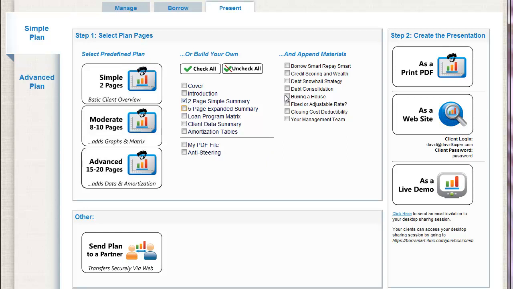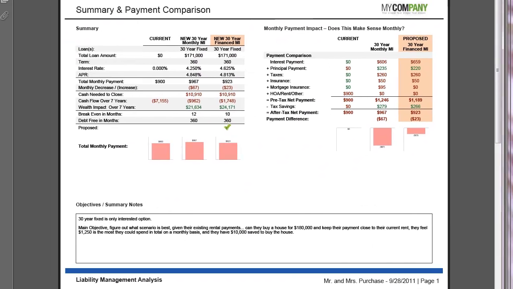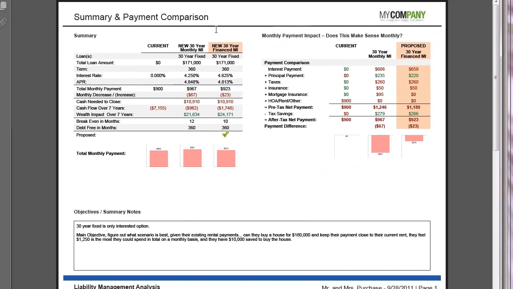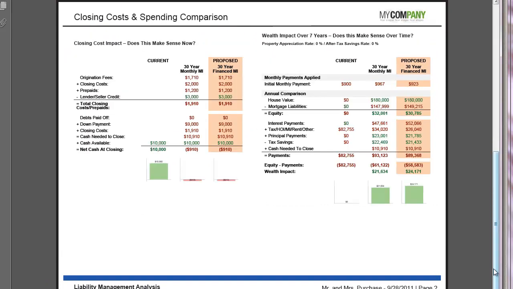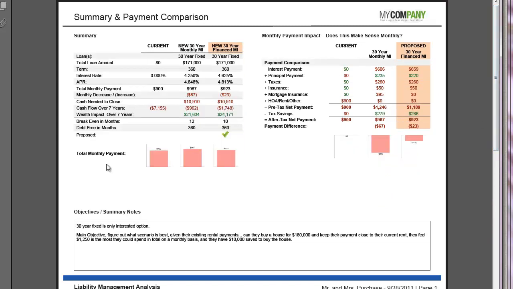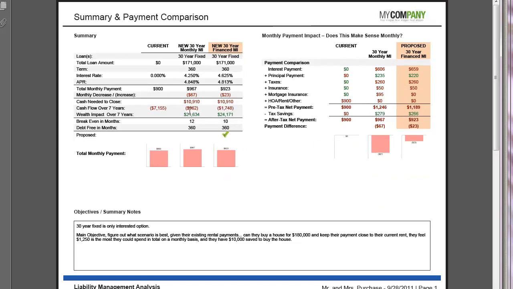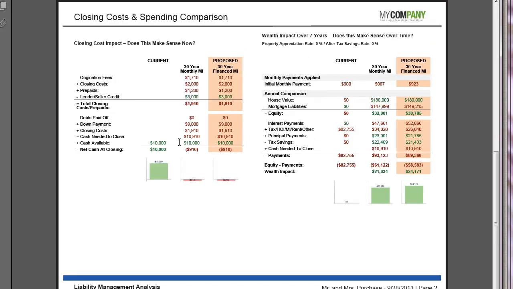I simply click the 2-page simple summary, click as a PDF, and in just about 5 seconds there, I've got my presentation. And as you'll see here, it's a 2-page PDF presentation, page 1 and page 2. This gives you the flexibility of printing the 2 pages and just having your entire conversation with the client on this one page. And if they have questions, well, where did you get $24,000 in savings from? You've got that right here. Or where did you get that I'm going to need $10,910 to close? I've got that right here.